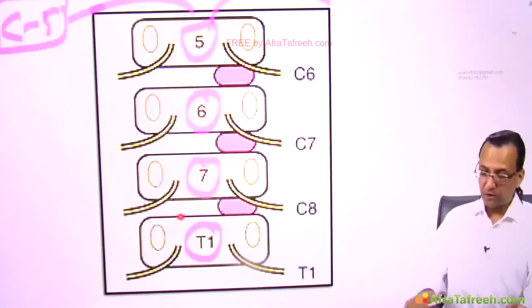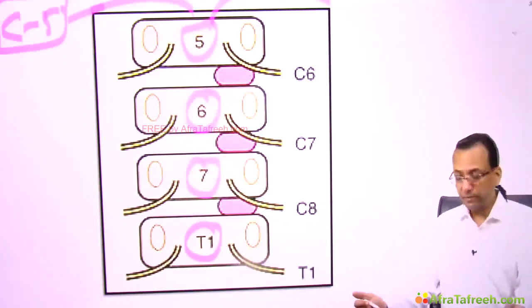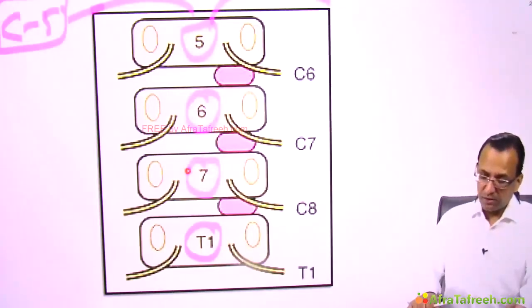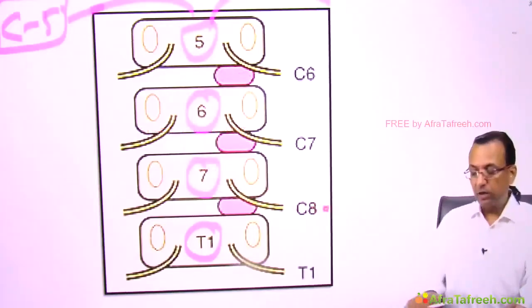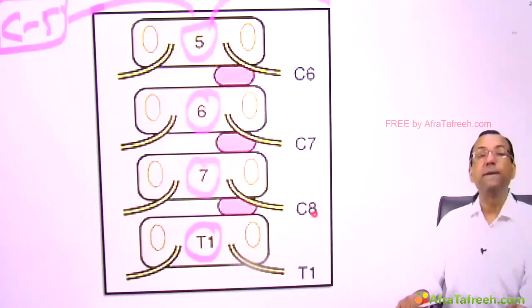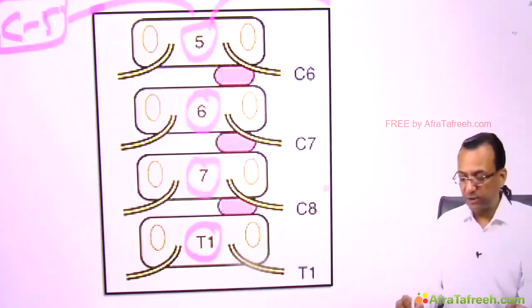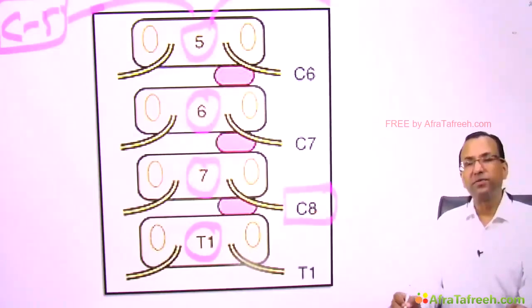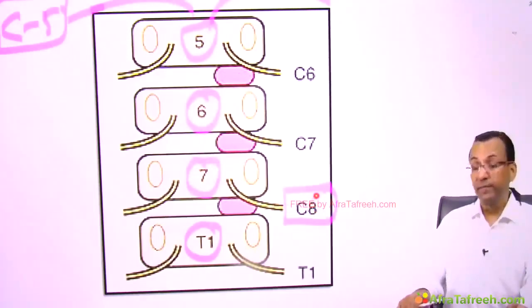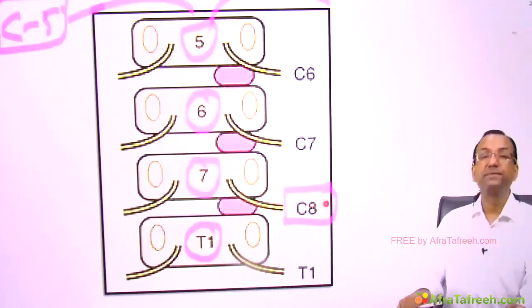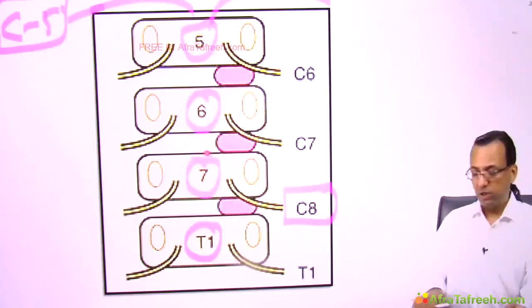But now see the change. Because there is a C8 nerve, it has to pass under the C7 vertebra. There's an additional nerve, and because of that, there is no C8 vertebra. So the C8 nerve should pass under the C7 vertebra. This is the C7 vertebra. What is passing above that? Above that must be the C7 root. Yes. And below that, C8.